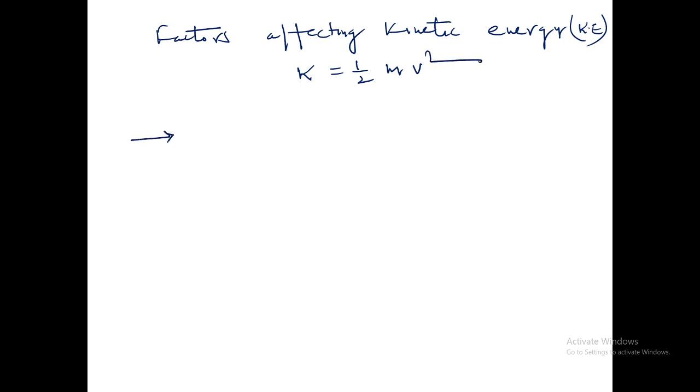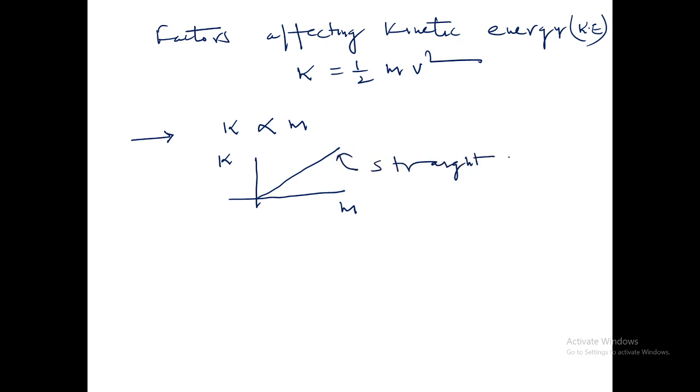So first, kinetic energy of a moving body is directly proportional to the mass of the body. And if we plot a graph between kinetic energy versus mass, so it will come out what? A straight line.